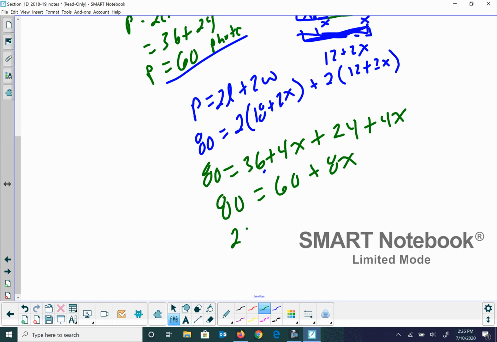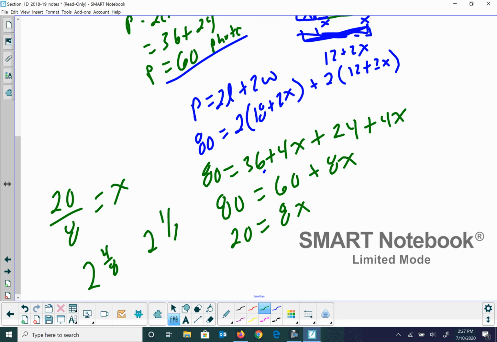Subtract 60, so that becomes 20. Divide each side by 8. So I wind up with 20 over 8 is x. So let's reduce that. So the 8 goes in there as 2 and 4/8. Did I get that right? So 2 1/2 inches is the border width.